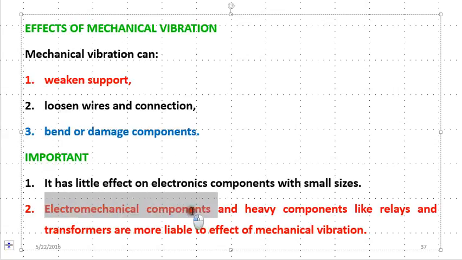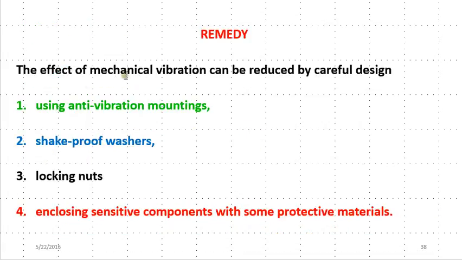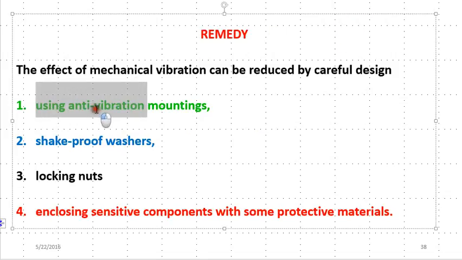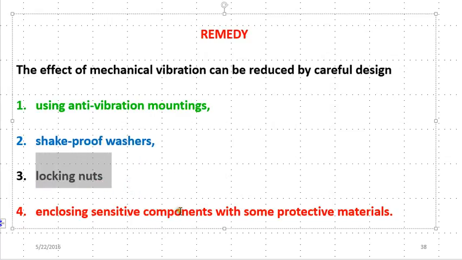And also the electromechanical components, those components that consume electricity and maybe produce mechanical motion, like relays and transformers, are severely affected by mechanical vibration. So if they are affected, what is the way out? The remedies to this problem are using what we call anti-vibration mountings, using shock-proof washers, using locking nuts, and of course enclosing the sensitive component with some protective materials in such a way that they are prevented from shaking.